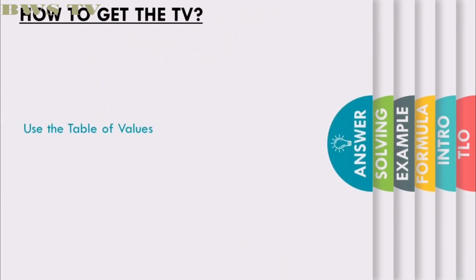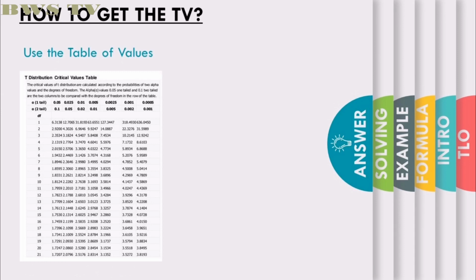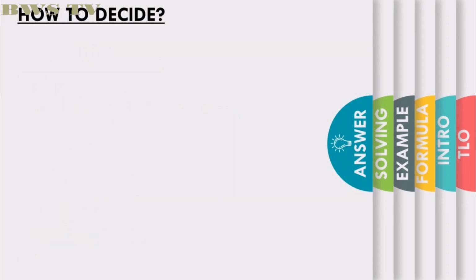So how do we get the tabular value? You can use the t-distribution critical values table. We are using the 1-tailed and 1%, so use 0.01. Now use the degrees of freedom 18. Our tabular value is 2.552. So we now have to decide.